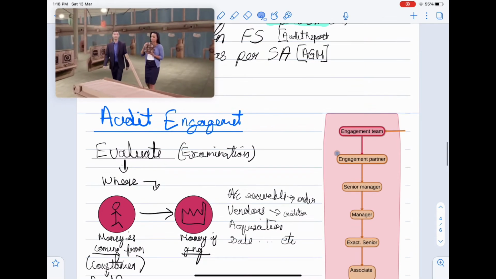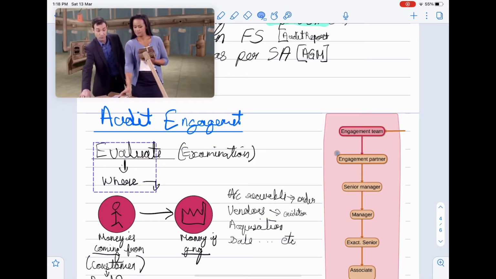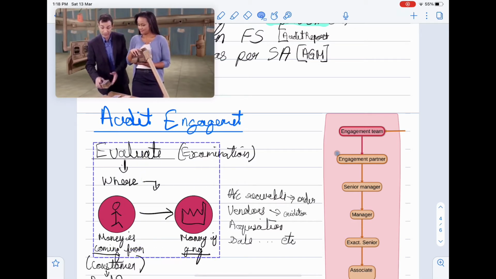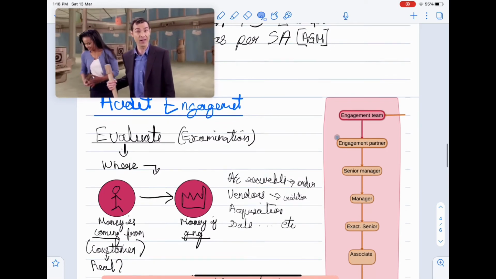The word audit means to evaluate. So you could say auditors are the ones who evaluate where money's coming from, where it's going, and what it's doing each step of the way.